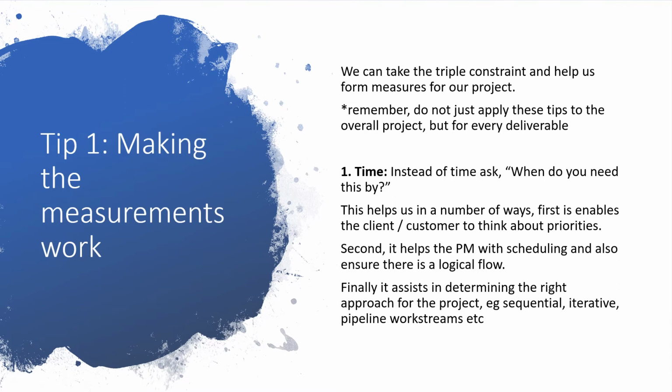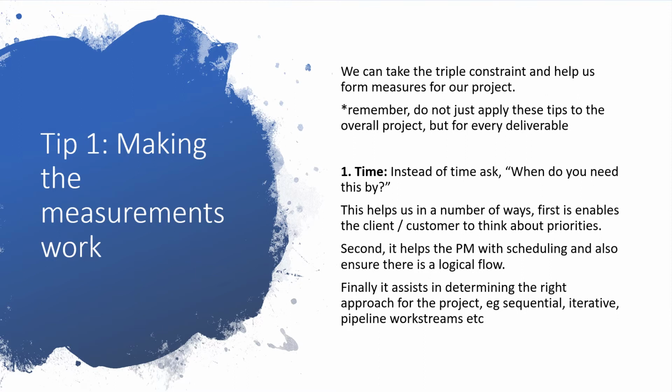So the first one is time, and instead of time, we ask, when do you need this by? This helps us in a number of ways. First, it enables the client to think about what the priorities are, and also determine if there's any low-hanging fruit that we can go after and bring value early. Second, it helps the PM with scheduling and also ensuring there is a logical flow to things.